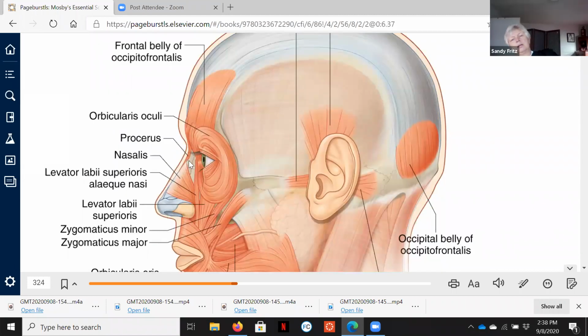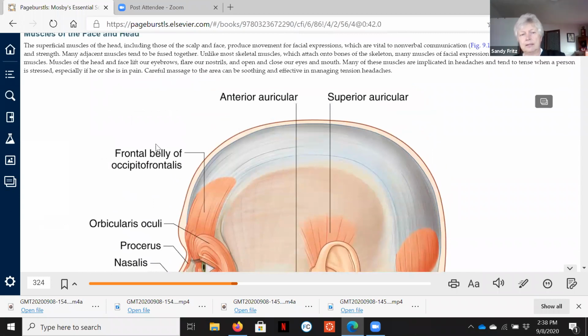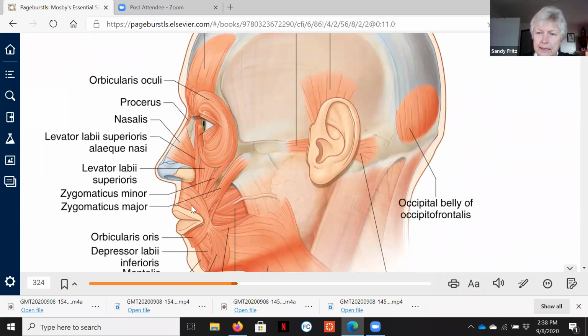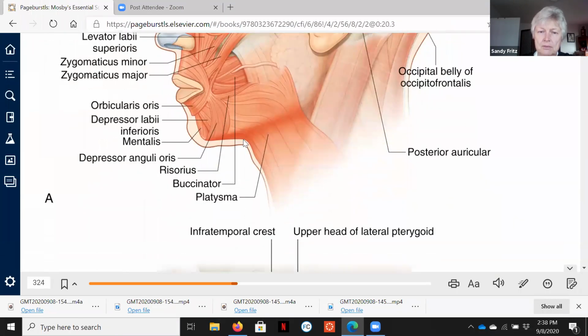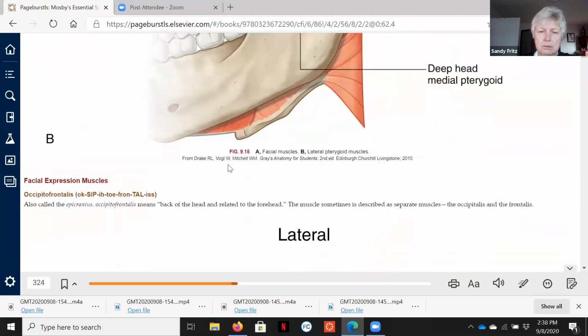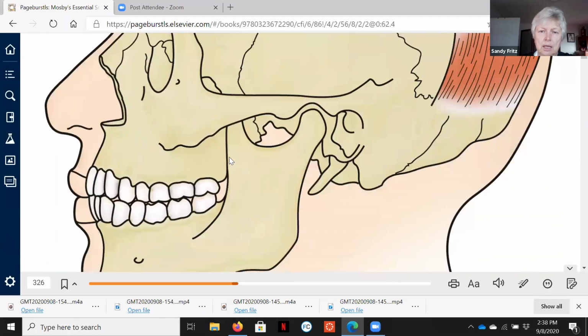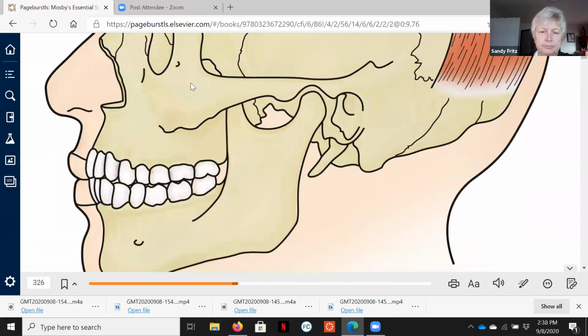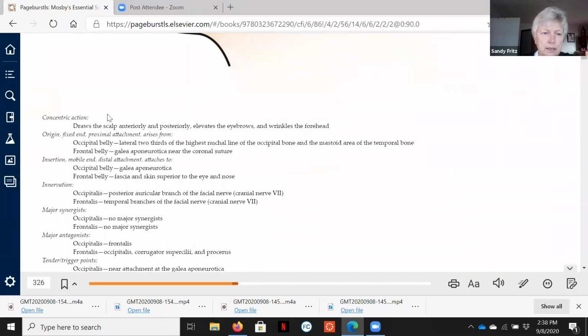So obviously we're going to start at the head here. You're going to have a kind of an atlas drawing. It's going to have most of the muscles on it. And then we're going to get into the individual muscles. These are more of a schematic. And then here's where you're going to have all of these elements.